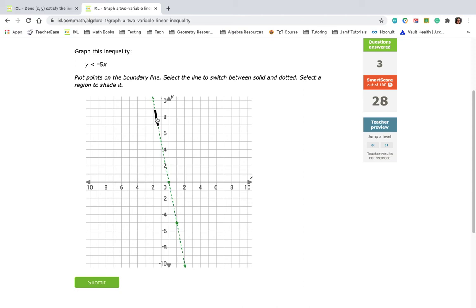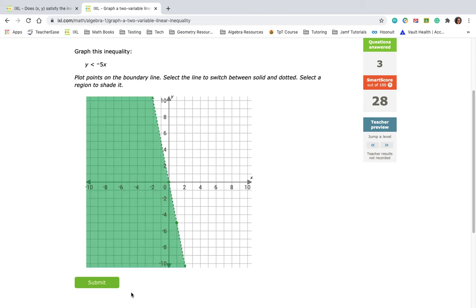And now I'm going to pick another point to try. So this time I'm going to pick 1, 1. I like picking numbers with zeros and ones because it tends to be easier. So I have 1 is less than negative 5. Is that true? Is 1 less than negative 5? Nope. So here's my 1, 1 that I tested. That's not true. I have to go to the other side of the line and shade there.